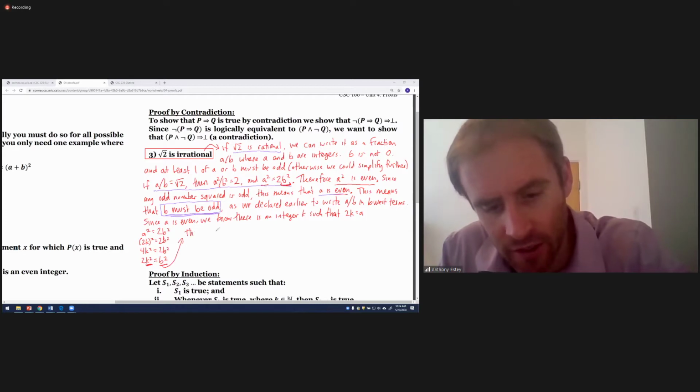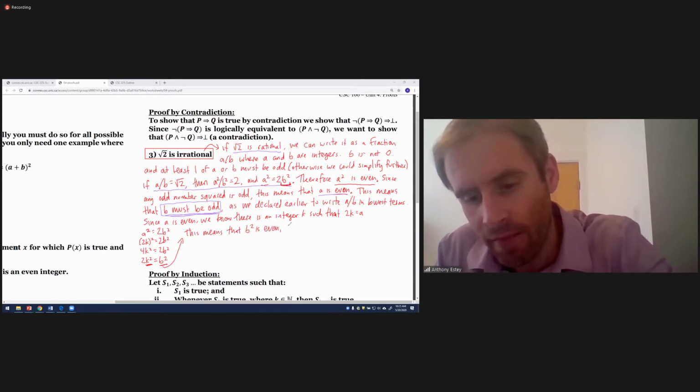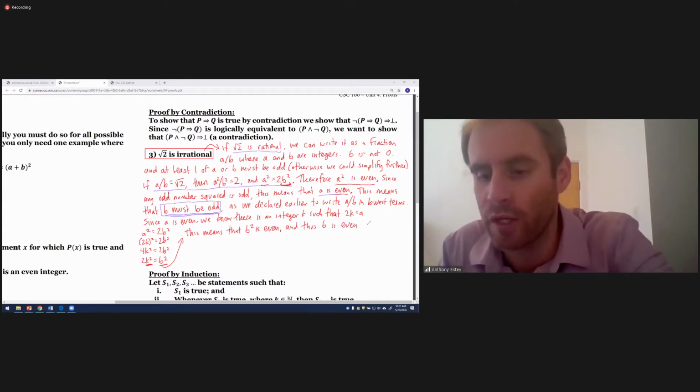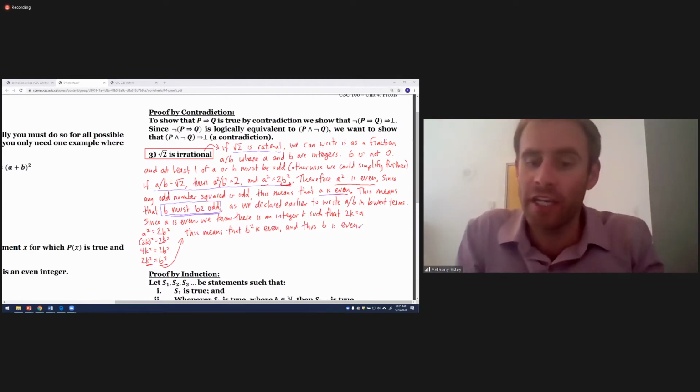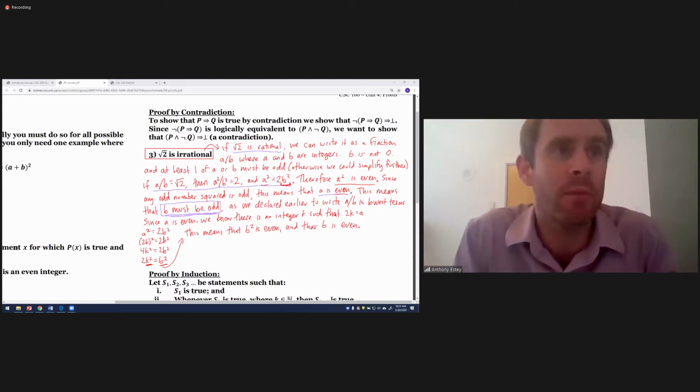So this means that b squared is even, and thus b is even by the same kind of reasoning we talked about earlier, because any odd number squared is going to be odd. So if we know that b squared is even, then b is going to be even as well.